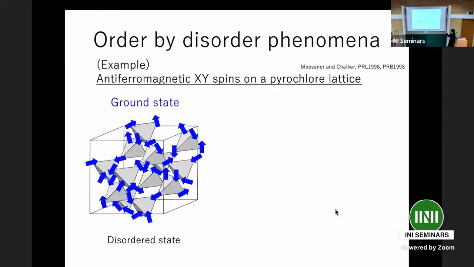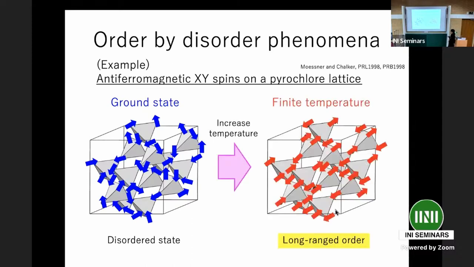So this is one well-known example, which is an antiferromagnetic Ising spin on a lattice called the Kagome lattice, which is here. This system is known to have a macroscopic number of degenerate states, and this is one typical example of them. As you can see, it's clearly a disordered state. But once you add thermal noise, increase the temperature and make it a finite temperature, it turns out that long-range order with a collinear alignment is going to emerge. And so this is nothing but order by disorder.